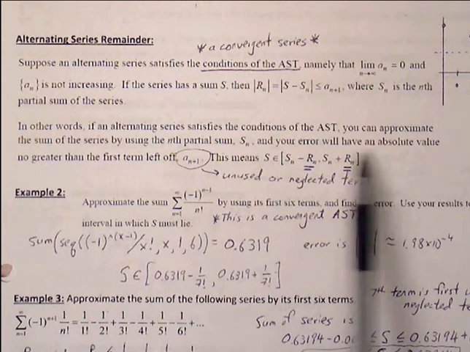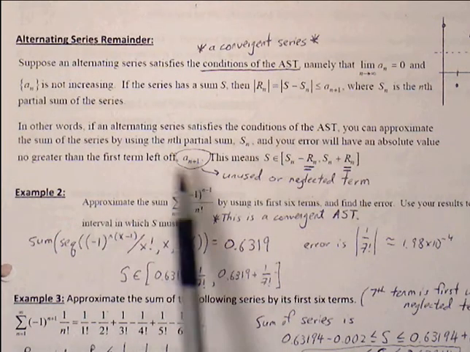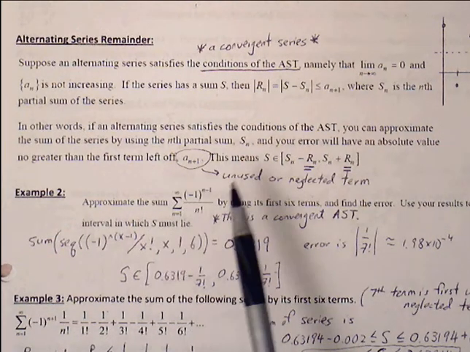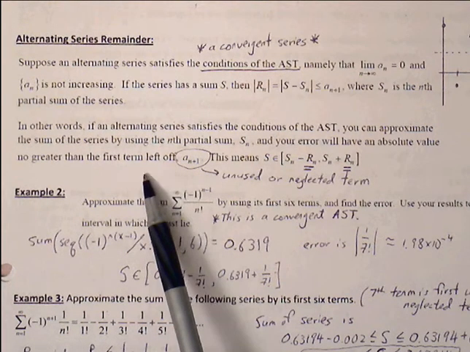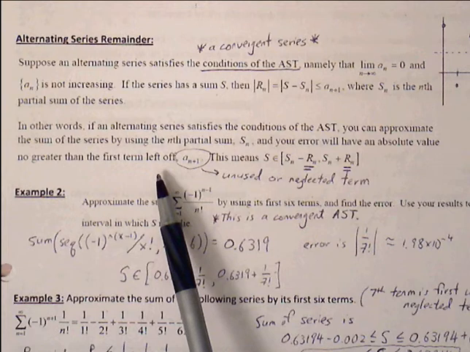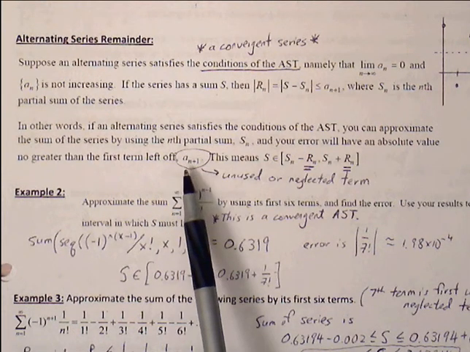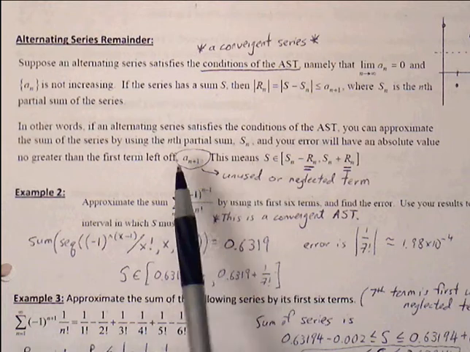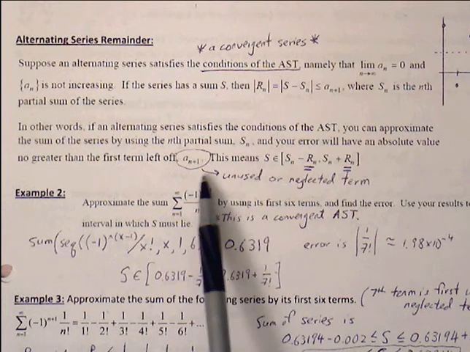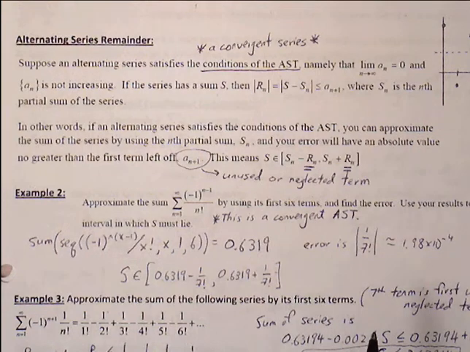And your error will always have an absolute value that is not greater than the first term that is left off. So if we find the sixth partial sum, then the seventh term will be the maximum error for the actual sum. So a sub n plus 1 is going to be the first unused or neglected term.